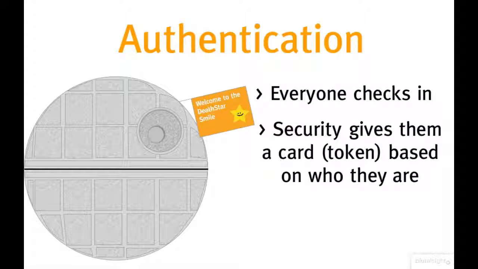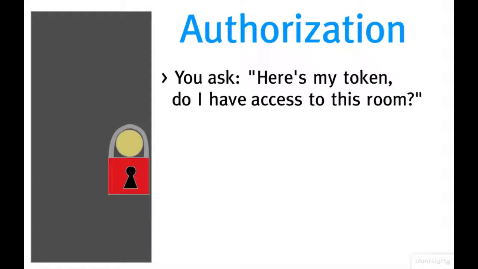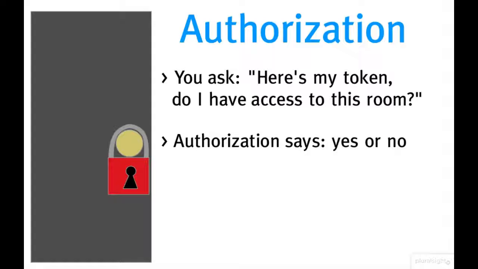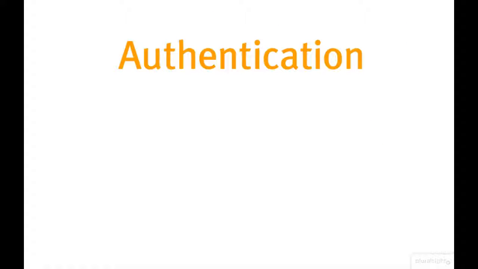The token can be used to unlock doors in this fully armed and operational battle station. Everyone inside has a token, but some grant more access than others. The second part of security, authorization, is like the lock that's on every door. It actually denies a user access to something. Authorization doesn't care if you're Obi-Wan or a stormtrooper. It only checks to see if the token you received has enough access to enter a specific room. Let's talk authentication first, which can be more complex than authorization.